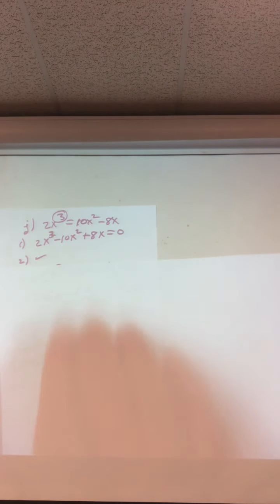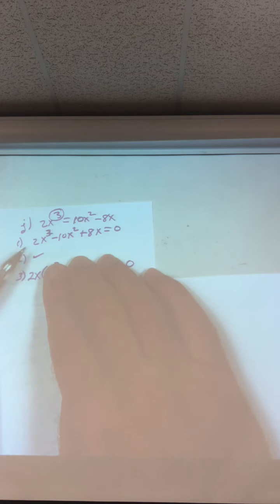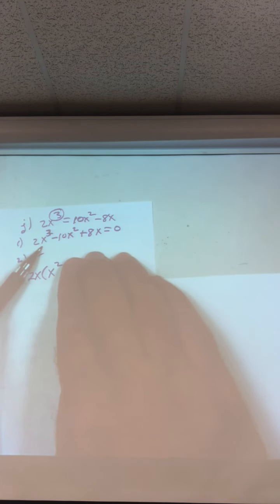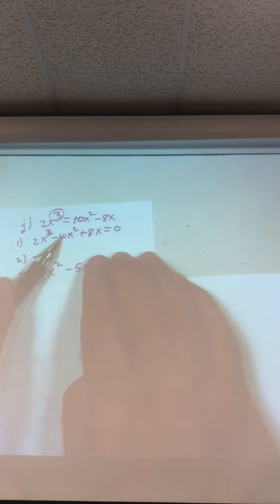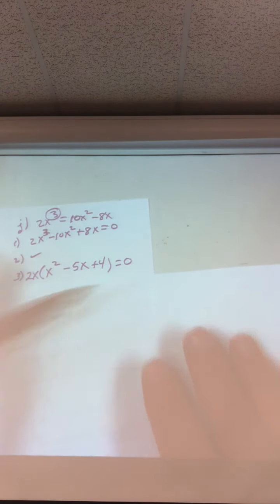When I factor the 2x out, if you divide 2x into 2x to the third, you get x squared. Then 2x into 10x squared is 5x. And then 2x into 8x is just plus 4.